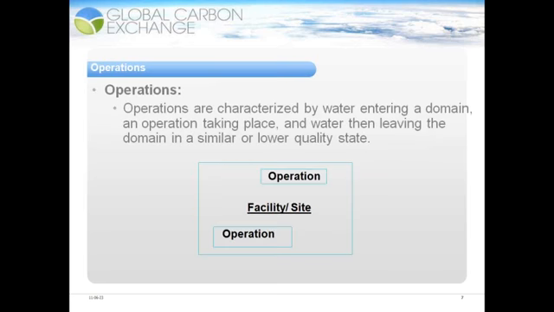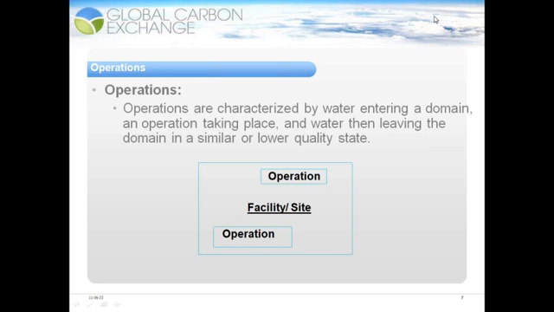Right, then we're going to have a look at what operations are. Operations are characterized by water entering a domain, an operation taking place, and water then leaving the domain in a similar or lower quality state. Some examples of operations would be a drinking fountain, a car wash area, an air conditioning unit, a toilet, a hand basin, a shower, a pool, a jacuzzi. All those items use water in their daily operation. So hence, it is called an operation.